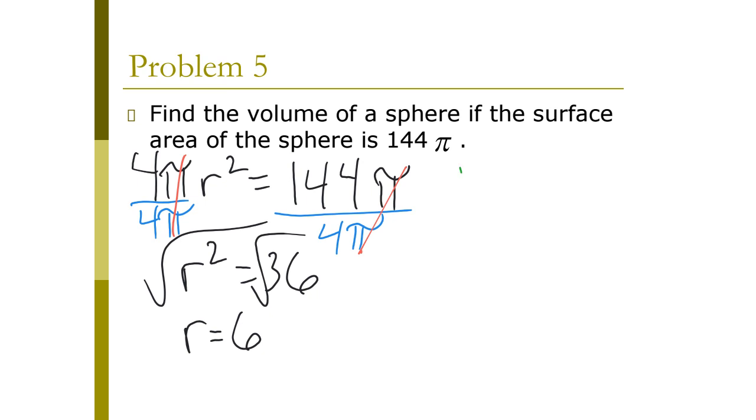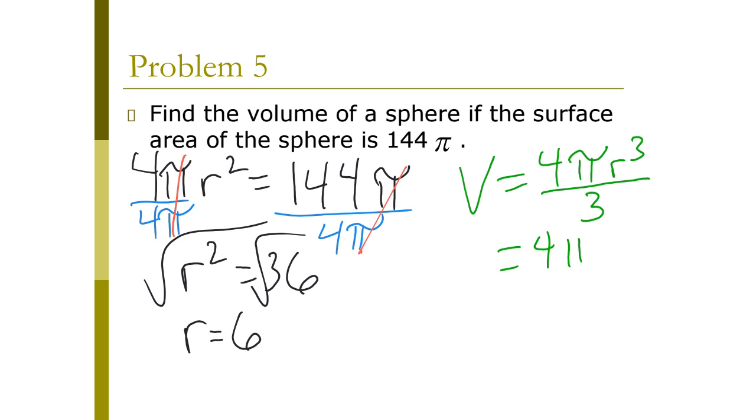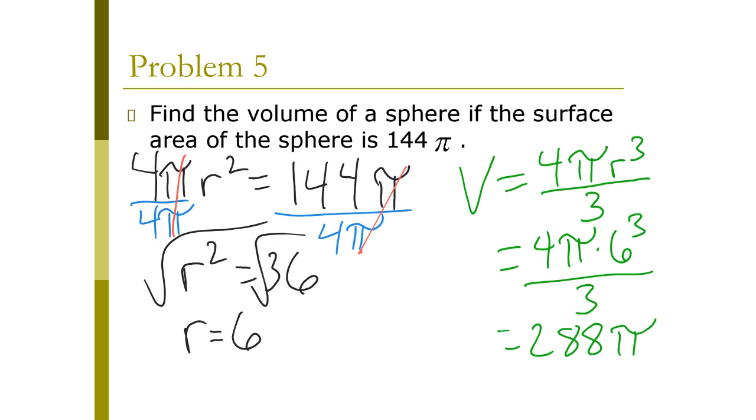Okay. So my volume is equal to 4 pi r cubed all over 3. So let's go ahead and plug my 6 for my radius in. So that's 4 pi times 6 cubed all over 3. So if you'd like, you can either plug that into your calculator. If you know 6 cubed is 216, and we divide that by 3, we're going to end up getting 288 pi. No units, units cubed.